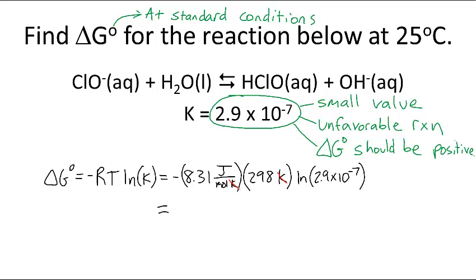And that answer is 37,700, something like that. Okay, 37,000 joules per mole. And that's a positive number, just like we said it should be. All right, so that's about as simple as a calculation can be. Just take the equation, plug in the values, watch the units.